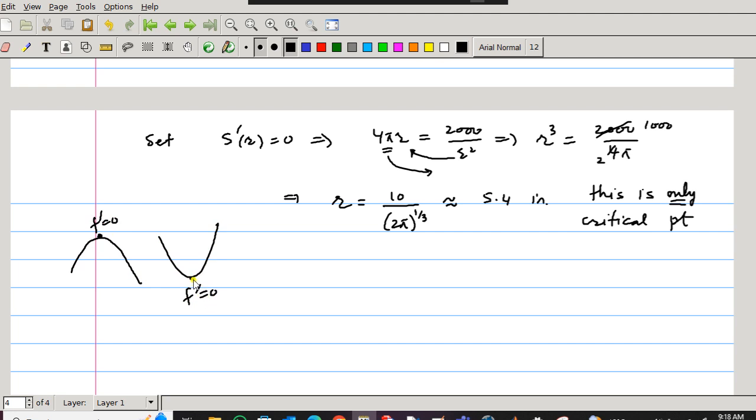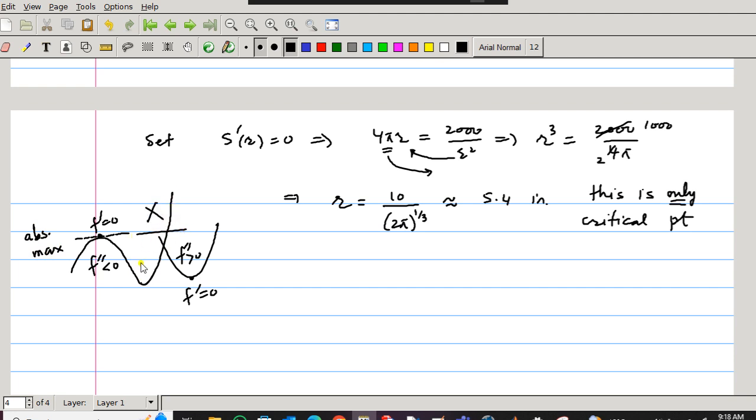If it is a relative minimum, this shape is concave upward, so the second derivative is positive here, and the second derivative is negative here. If you have only one critical point, your graph will never come back up, so this point becomes the absolute maximum. Why? Because my graph will never come back up and go above that.